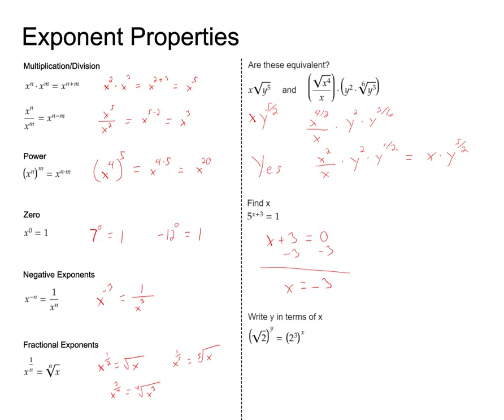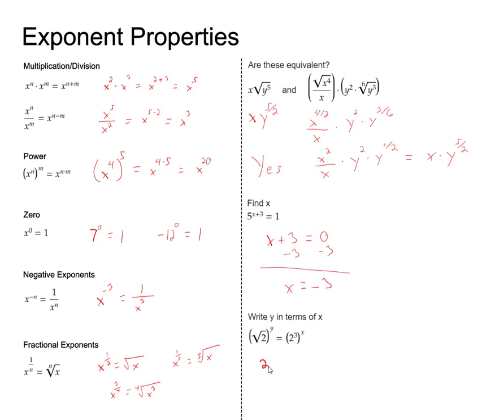Lastly, write y in terms of x. So we have the square root of 2 to the y power equals 2 cubed to the x power. What we're going to try to do here is set both bases equal to 2. That way we can get the exponents set equal to each other. So first we have the square root of 2 to the y power. We're going to rewrite that as 2 to the 1/2, using that fractional exponent rule, and then to the power y. So we're going to multiply that 1/2 by the y using the power rule.